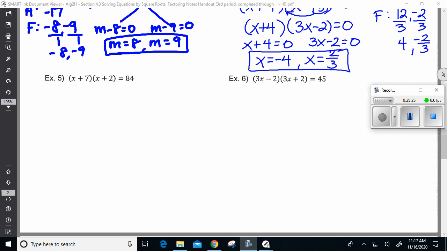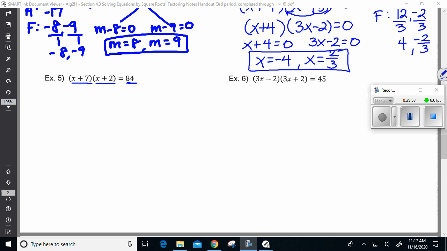So with our last 2 examples, notice that there's a little bit different of a setup. Yes, the equation is not equal to 0, so we're going to have to take care of that. But in addition to that, you have 2 binomials. So when you are solving by factoring, and the fact that both binomials are different from each other, then we're going to have to multiply them out.